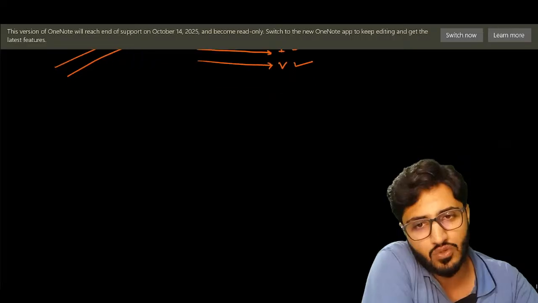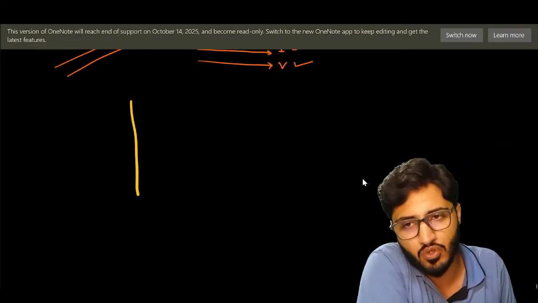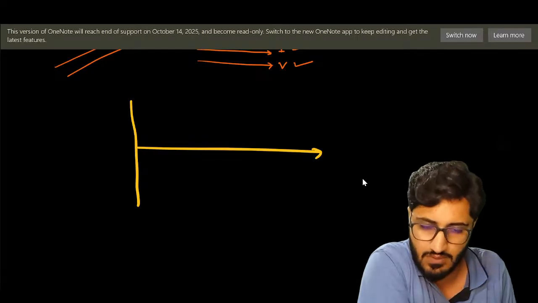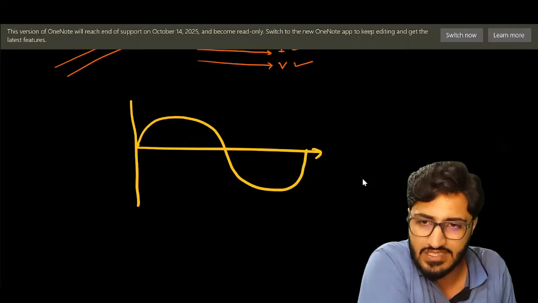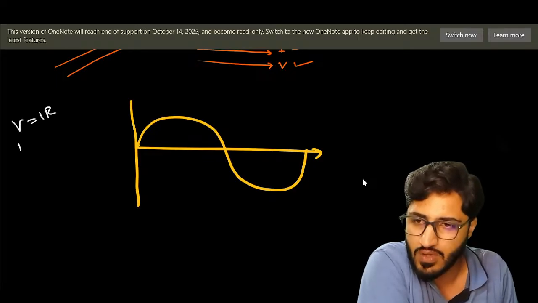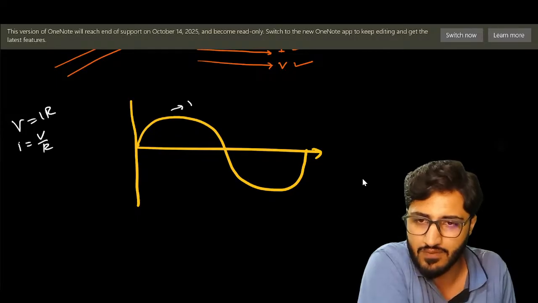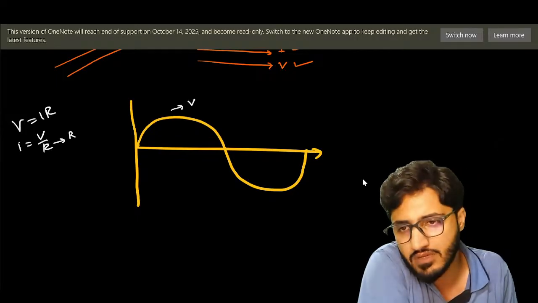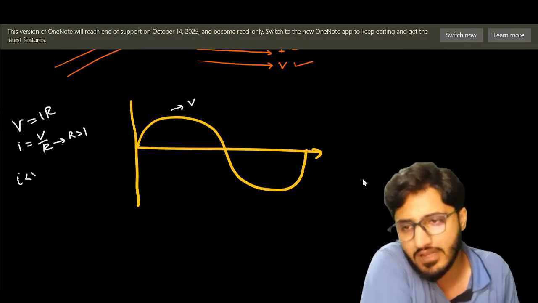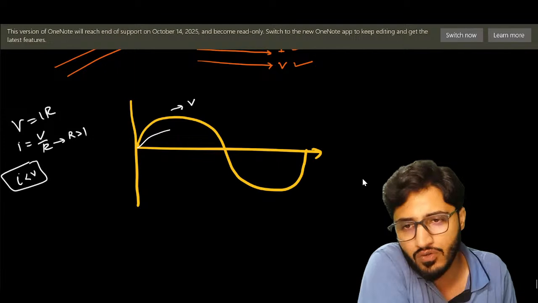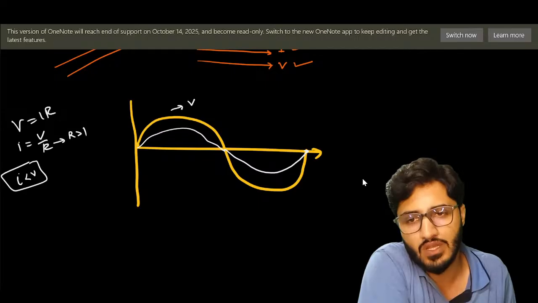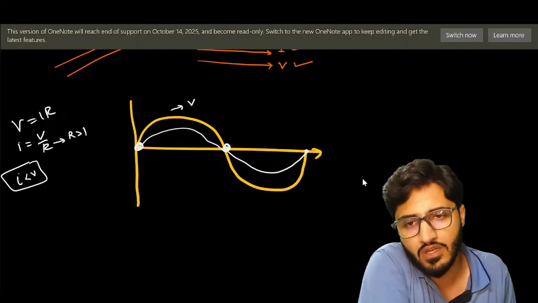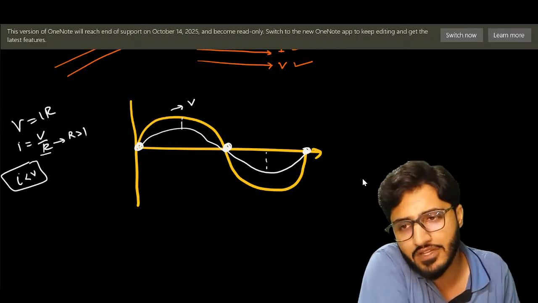And if you need to show them in a graphical notation, look now. If V is in this way, what is I? No phase difference, but we know that V equals IR, so I equals V by R. This one is V. So if my R is more than 1, my I will be less than V. So my graph will look like this. You can see, no phase difference, but the value is different. Why? Because it depends on R.